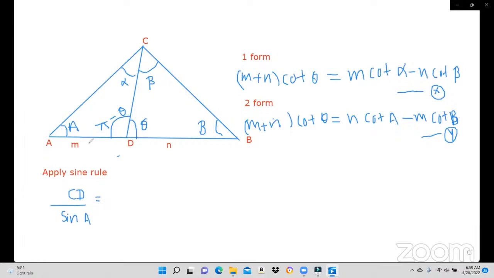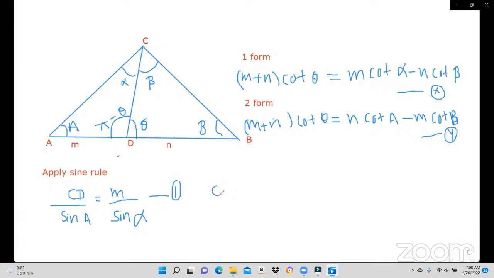Now take another side. We'll take this AD. AD is m. M divided by sine alpha. What is the opposite angle? It is alpha, isn't it? First CD divided by sine A: CD is the side, this is the opposite angle, and you take the sine of that. And m is this side, divided by sine alpha. Okay, that is one thing you can get. I will mark this as equation number 1. Same thing you can apply to this triangle as well.